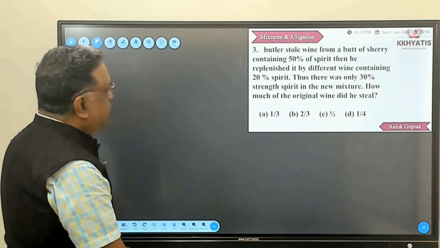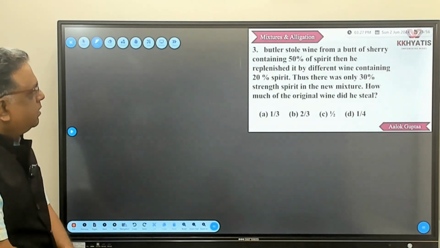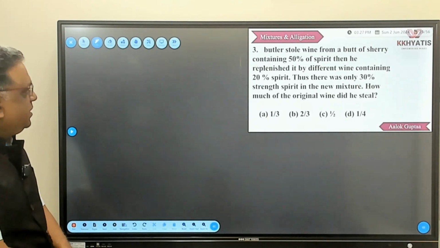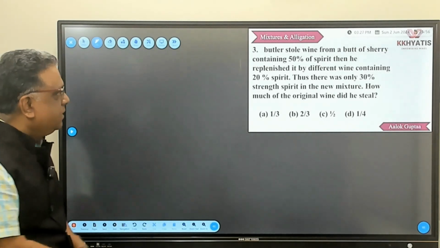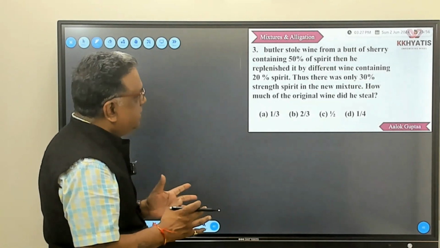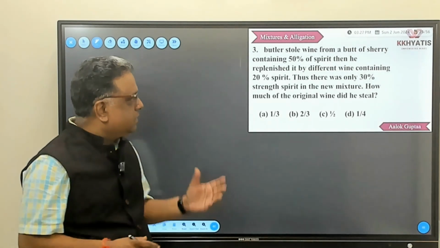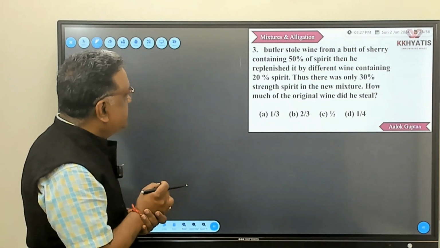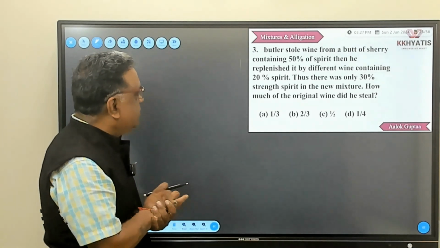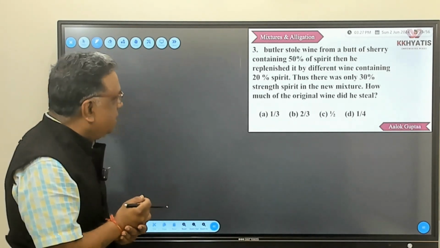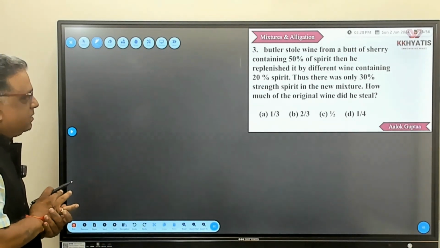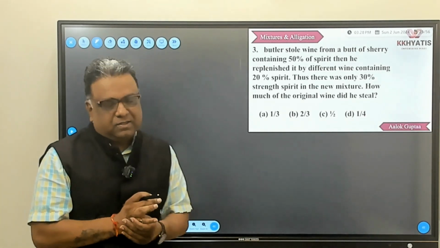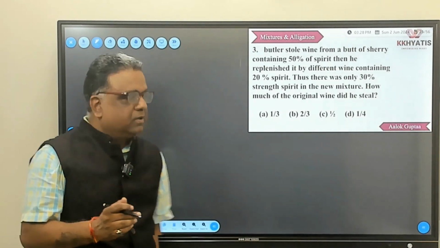Next question: a butler stole wine from a butt of sherry containing 50% of spirit. Then he replenished it by a different wine containing 20% spirit. Thus, there was only 30% strength of spirit in the new mixture. How much of the original wine did he steal? So in the previous session also we have done a similar question.